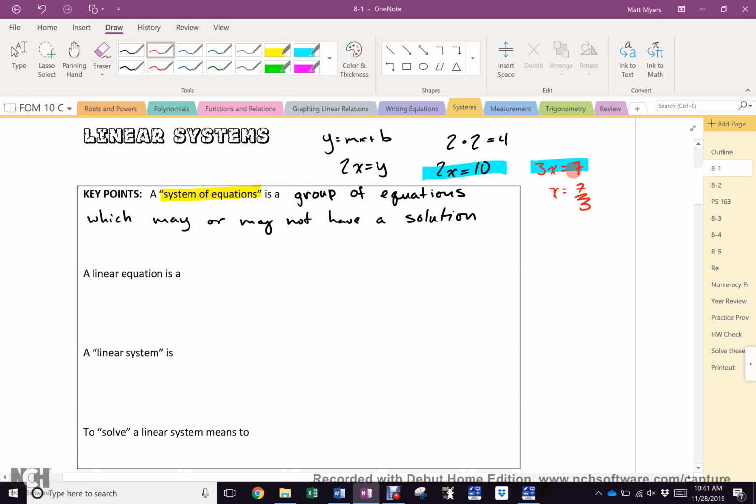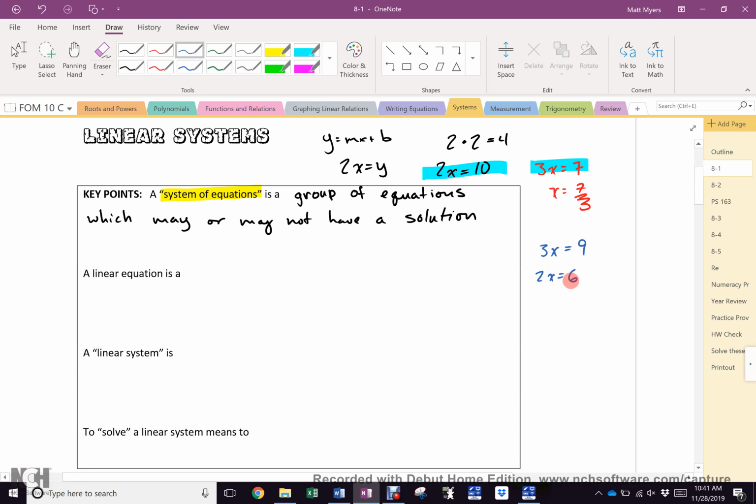So this has a solution. This has a solution. But does the whole system have a solution? Is there an x value that works for the entire system? No. Does everybody understand? Let me give you another one and see if you can put this together. 3x equals 9. Yeah?